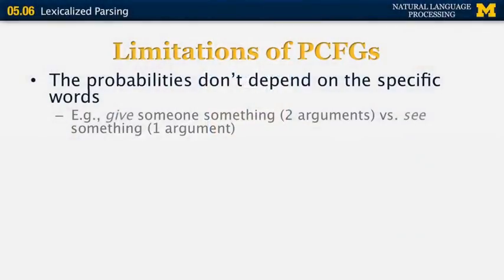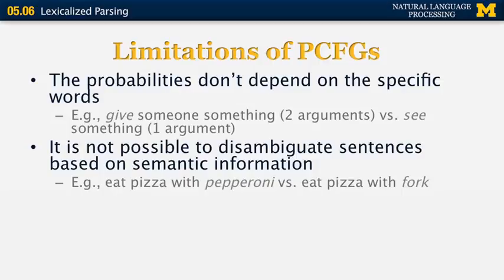For example, the probabilities don't depend on the specific words. If we have a verb like give and a verb like see, we know that they have different structures. So give takes two arguments in the form give someone something, versus the verb see, which only takes one argument, as in see something. In context-free grammars, it's not possible to take into account this kind of argument structure easily.